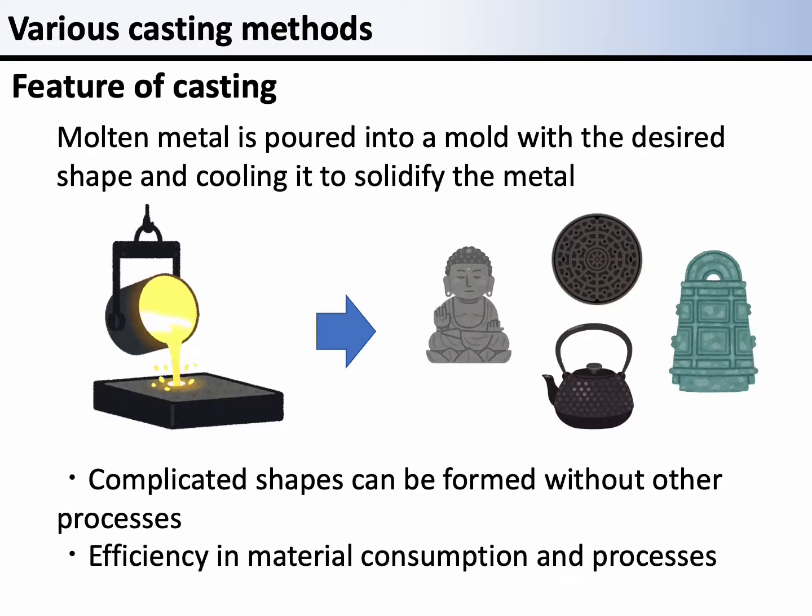Casting is a process in which molten metal is poured into a mold with the desired shape and cooled to solidify the metal. Even complicated shapes can be formed without other processes, and there is no waste of material. So, you may recognize the casting method as a forming process of higher efficiency. For example, manholes are made by casting. You may see other various examples of casting in our life.